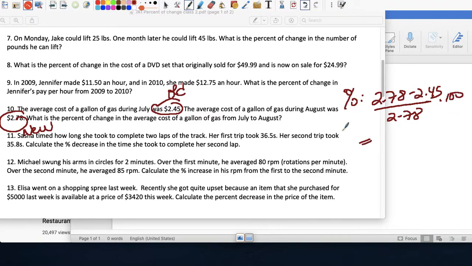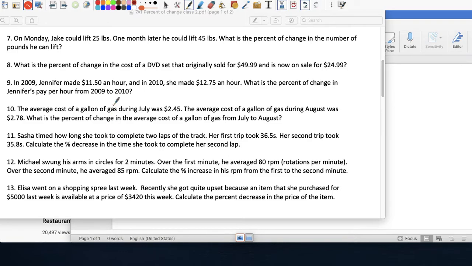So 2.78 minus 2.45. Enter. Divided by 2.78, we get 0.10791, and times 100, move the decimal 2 over, it becomes 10.79%.